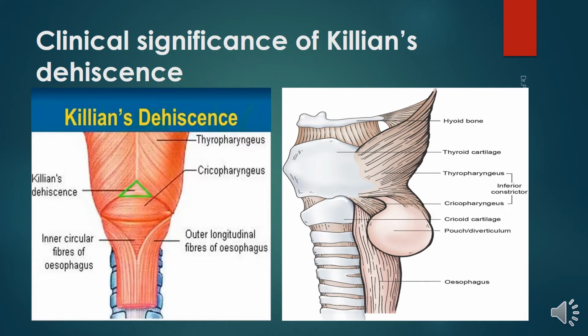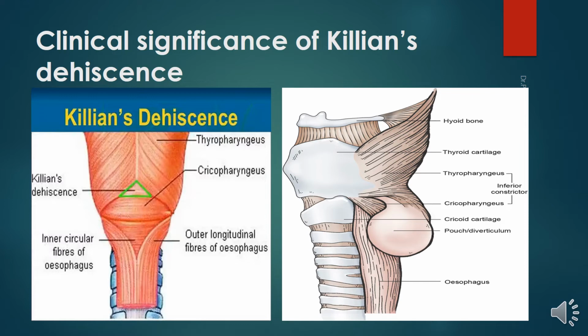The inferior constrictor muscle of the pharynx is made of an upper oblique thyropharyngeus and a lower transverse cricopharyngeus part. Posteriorly, there is a potential gap between the two components of the inferior constrictor muscle, and this is known as Killian's dehiscence. So the mucosa and the submucosa of the pharynx may bulge through this weak area to form a pharyngeal diverticulum, and neuromuscular incoordination of the two parts of the inferior constrictor causes this condition.